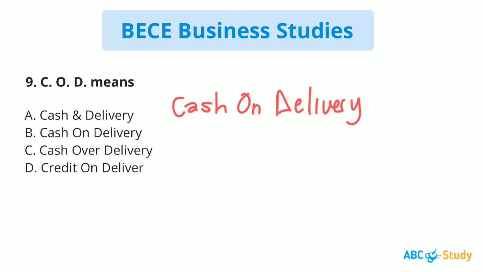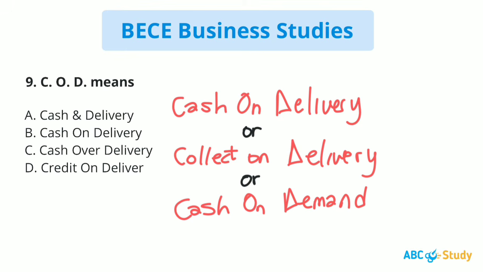So it could be collect on delivery or cash on demand. Do you hear what I'm saying? So the answer to this very question is cash on delivery, just like you can see here, that's B. If they write collect on delivery, you should know it's still the same answer. And if you write cash on demand, it's still the same answer.